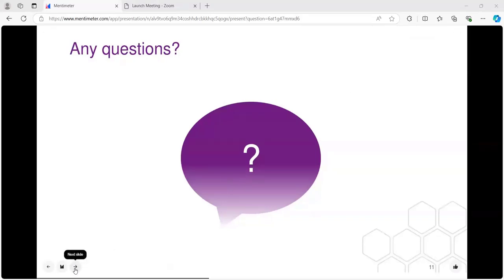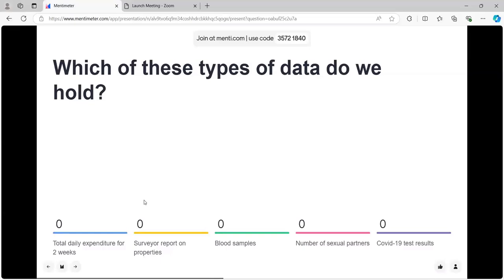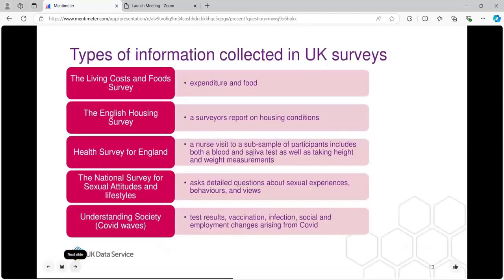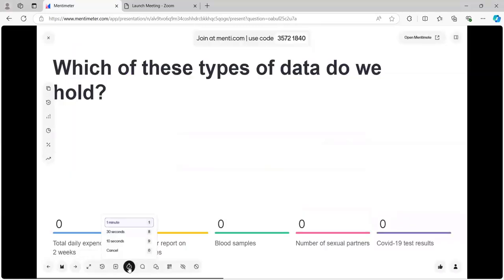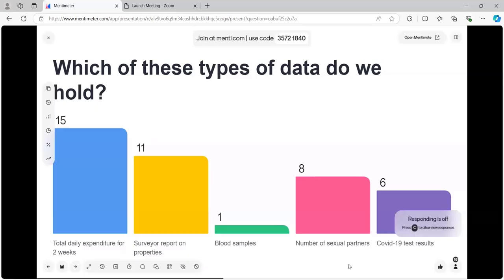Okay, so first of all, here's a quick question about what you know about the type of data we hold. You can answer anywhere between none and 5 of these. I'll again set a timer for you to put your responses in. So we're back to Mentimeter again. Okay, those responses are closed now. A majority of people thought we looked at total daily expenditure. Quite a lot for the survey of number of sexual partners, a few for COVID-19 tests, and one for blood samples.